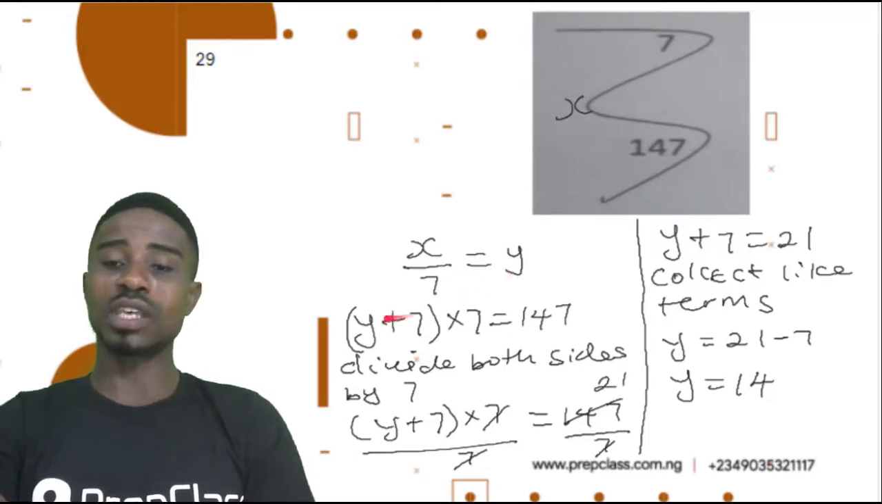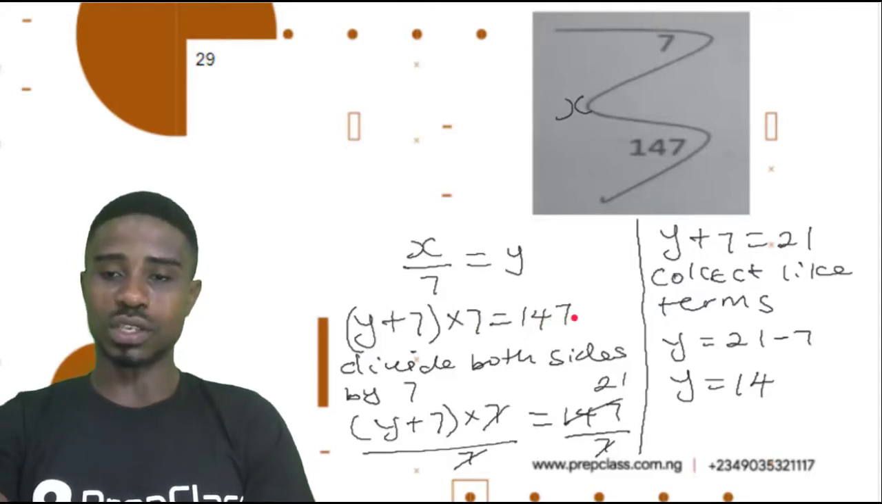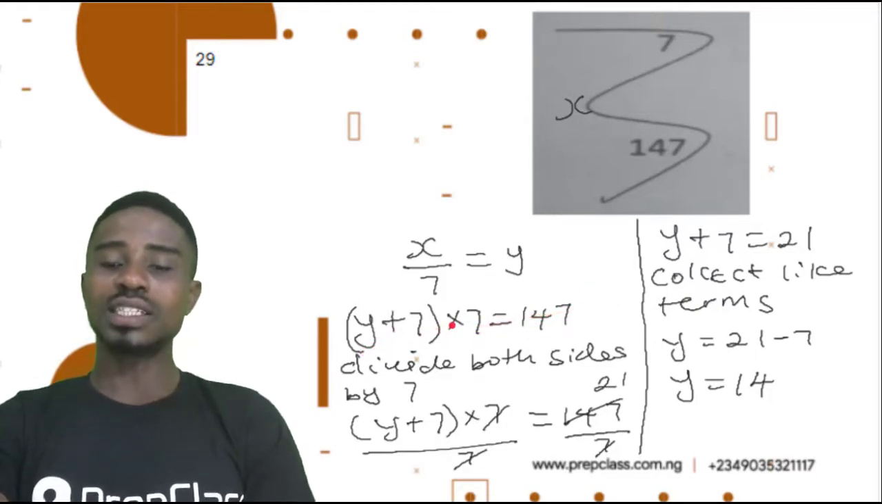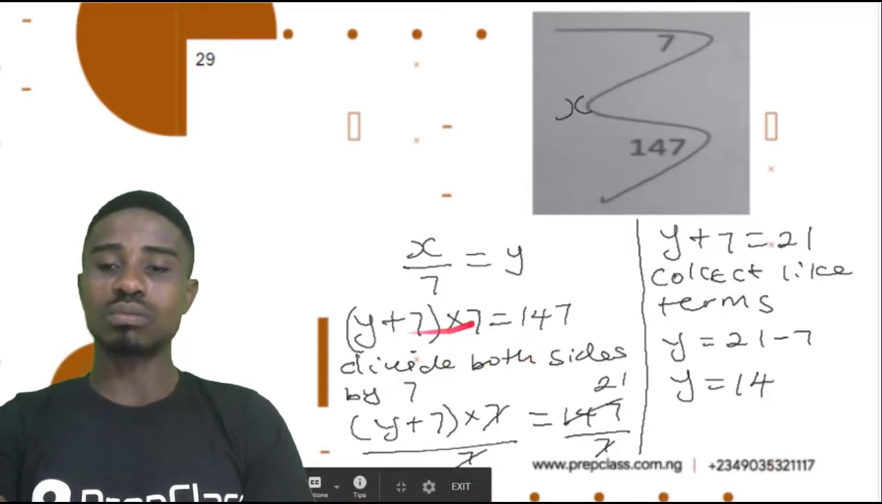Then the next step is to say Y plus 7 times 7 equal to 147. So definitely we are looking for Y in this equation. How do we detach all of these values from Y to make Y stand on its own? First, we are going to divide both sides by 7 so this can stand on its own. If we divide both sides by 7, 7 over 7, 7 will cancel 7 here. 147 divided by 7 will give us 21. So we'll be left with Y plus 7 equal to 21.